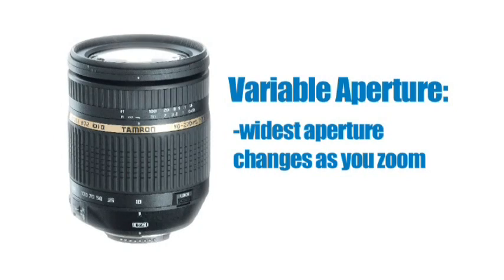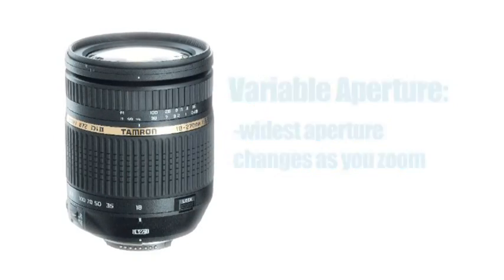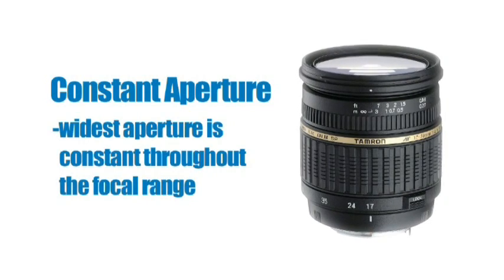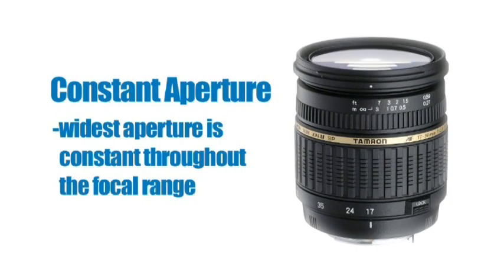Most zoom lenses, like the Tamron 18-270, are what's called variable aperture lenses. That means the widest aperture changes as you zoom. There are also lenses like the 17-50 2.8 Tamron, which are constant 2.8 lenses.